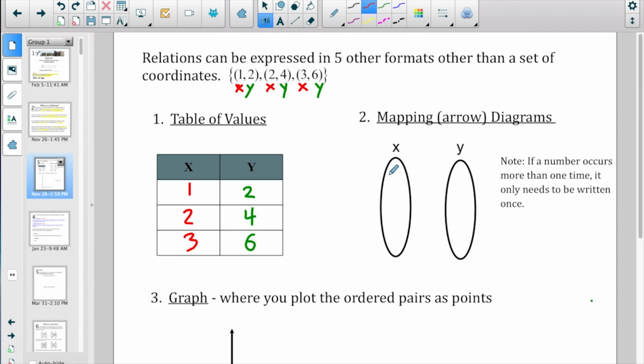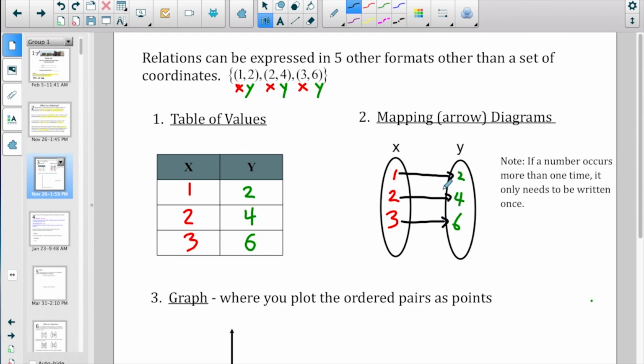We can also use what is known as a mapping diagram to express the same set of data. To use a mapping diagram, all we need to do is plug in all of our x values into this little bubble on the left-hand side. So we've got 1, 2, and 3 here. And then for the corresponding y values, we have 2, 4, and 6. The reason we also call mapping diagrams arrow diagrams is that we simply need to draw arrows showing how one value is related to another. So the 1 is related to the 2, the 2 is related to the 4, and finally the 3 is related to the 6.